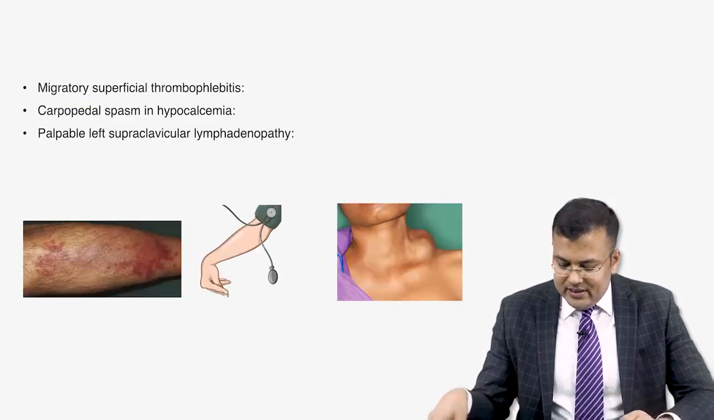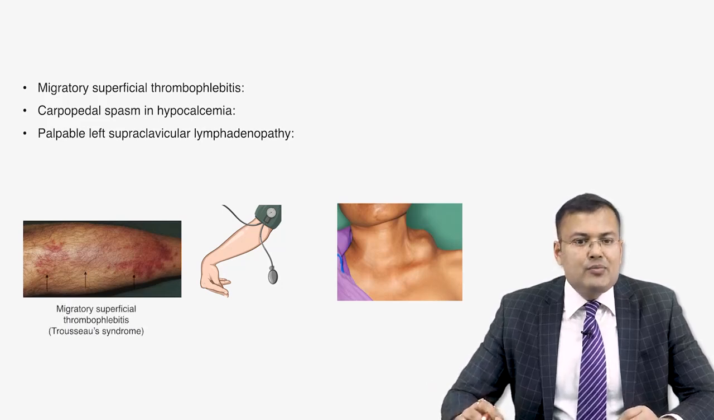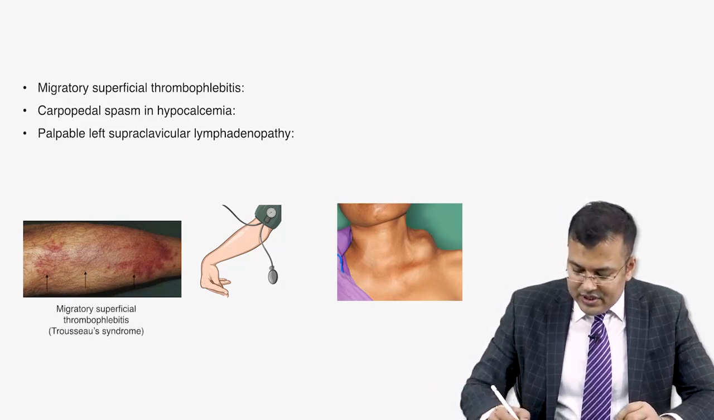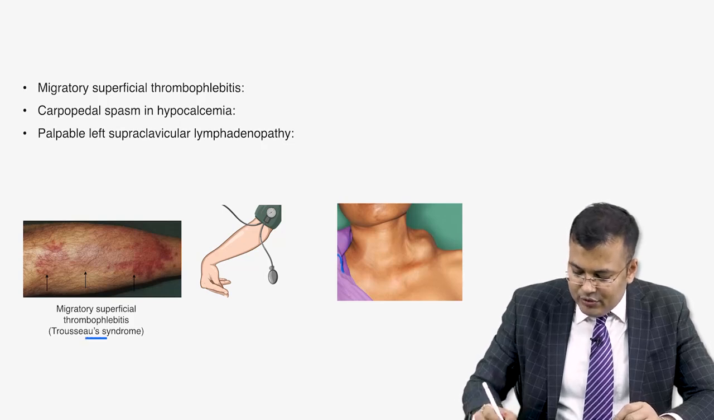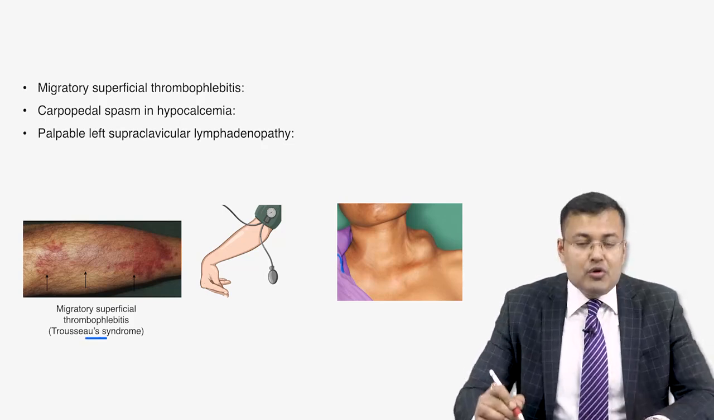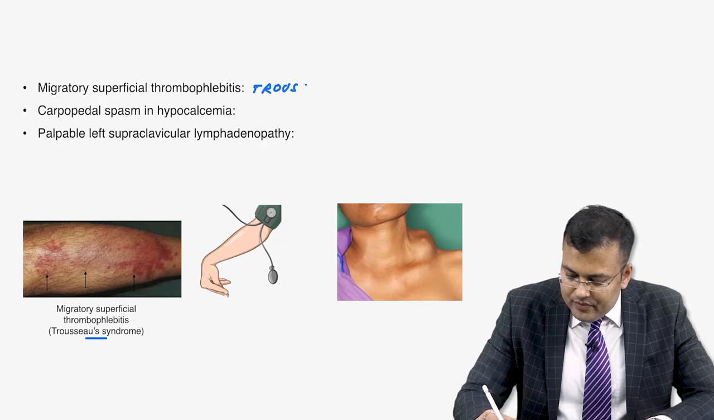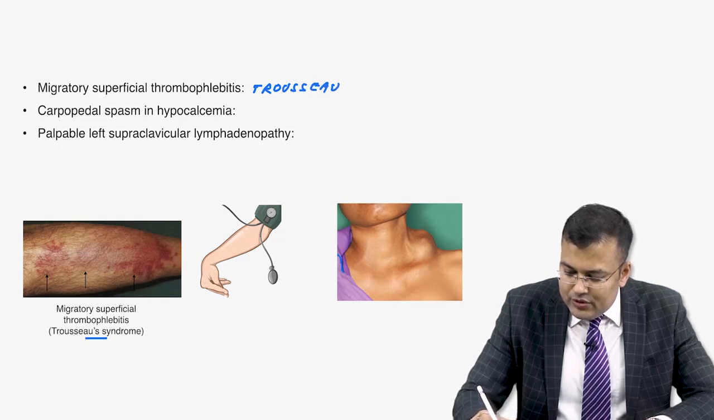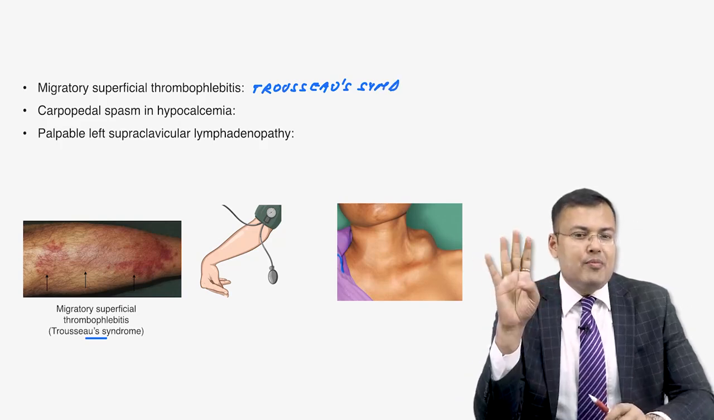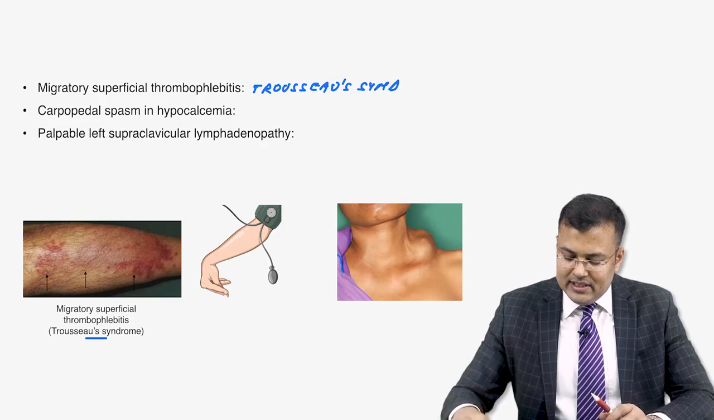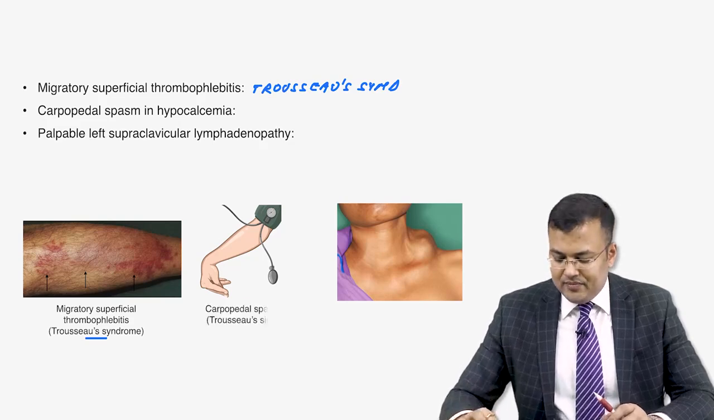So you can see here, this patient is having migratory superficial thrombophlebitis associated with malignancy. What's the name? This is Trousseau syndrome. Trousseau syndrome.